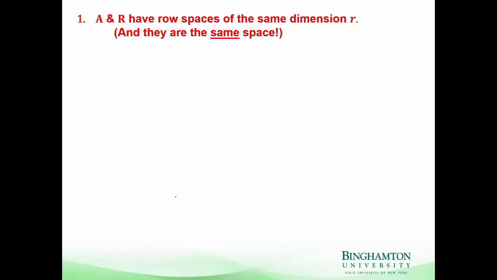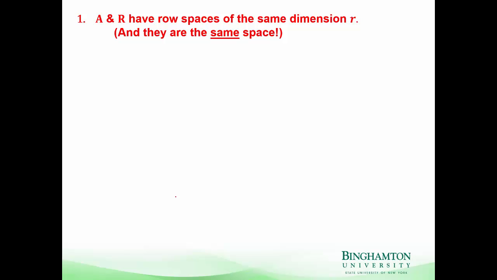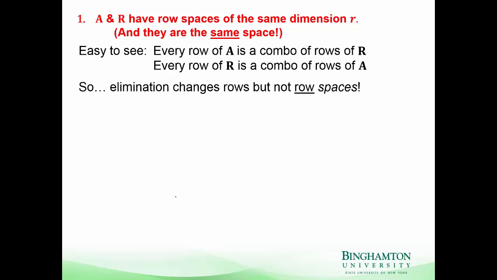So A and R have row spaces of the same dimension, and they are the same space. So here we were just looking at column space. Now we're going to talk about the row spaces. So the row spaces have the same dimension R, and they are exactly the same space.